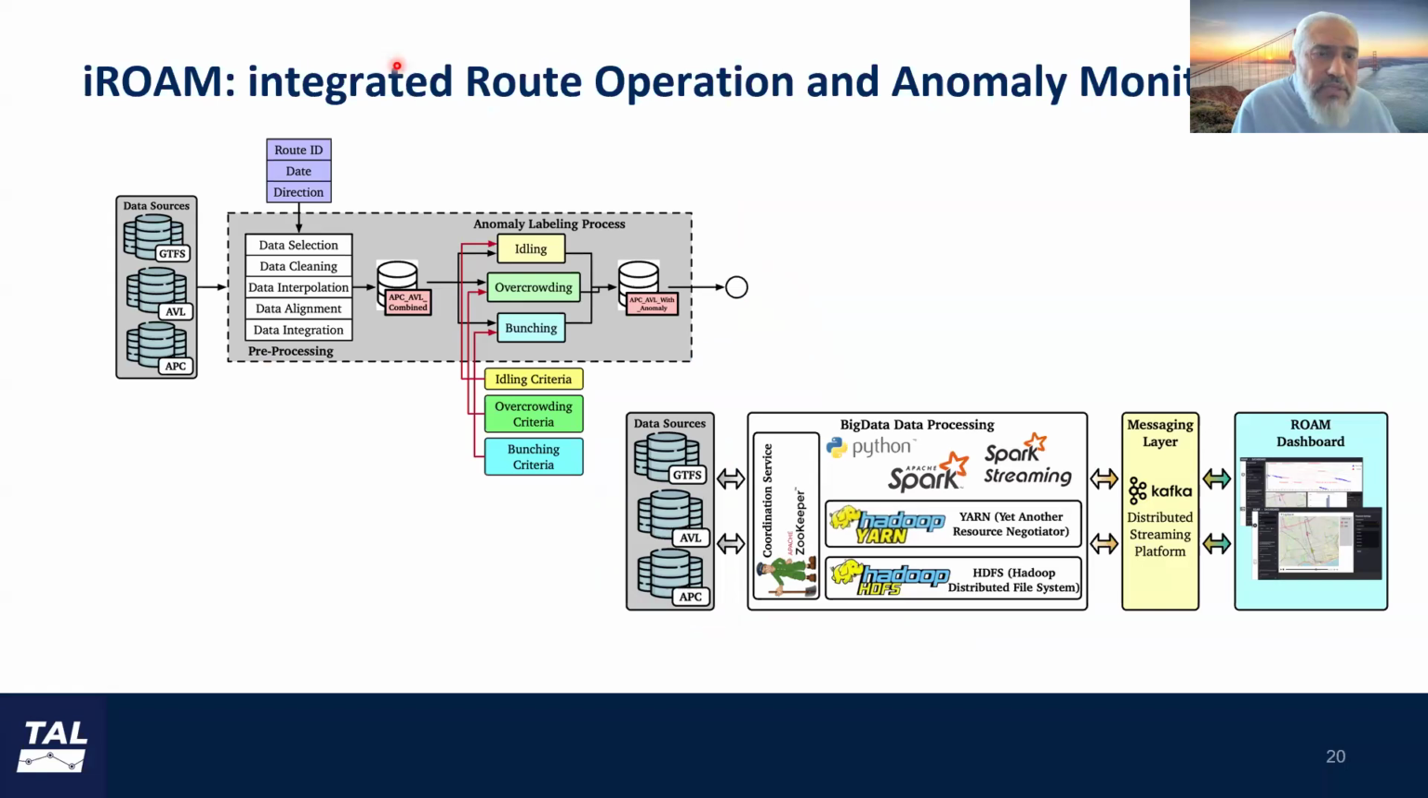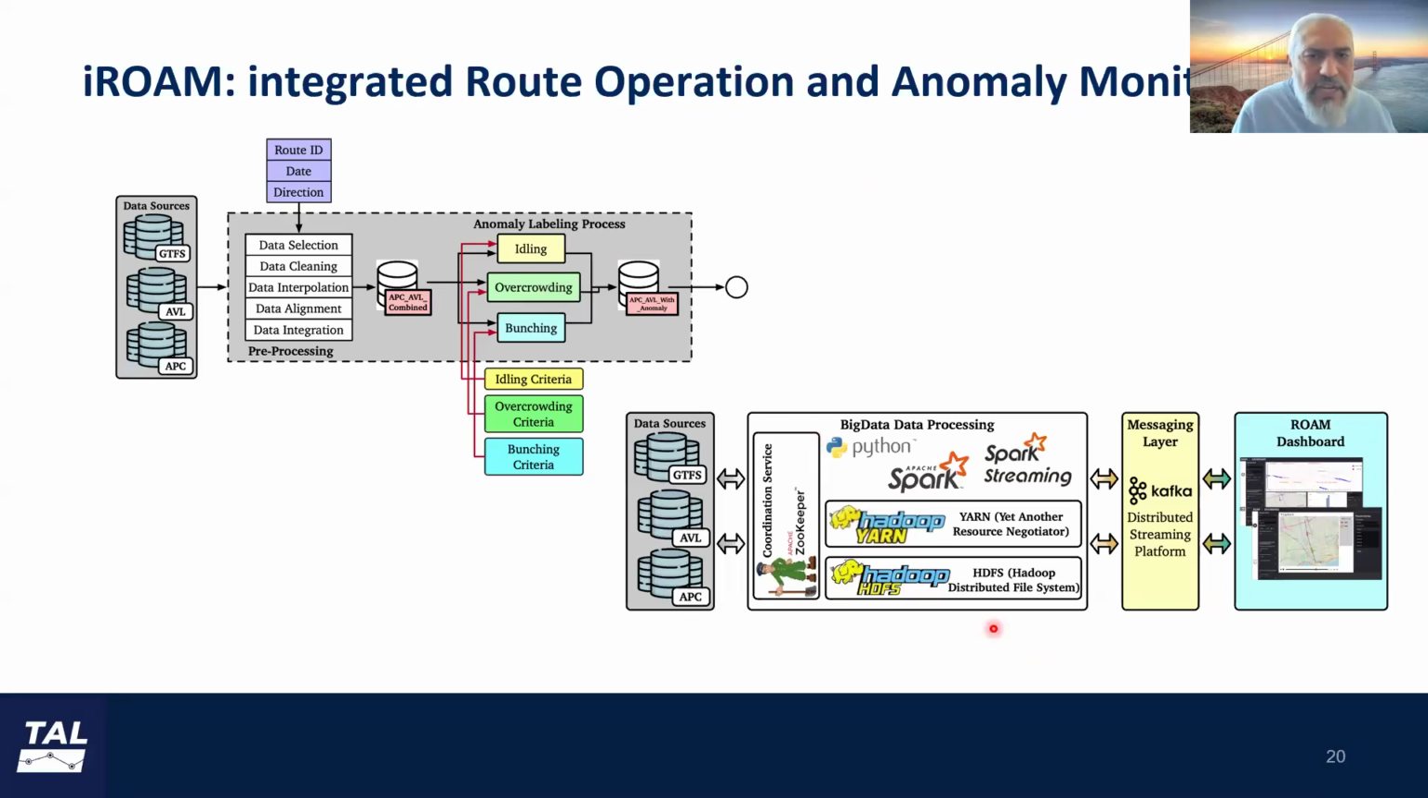So about a year ago, we started working on this problem. A PhD student, Jiaha Wang, developed what's called IROM. IROM stands for Integrated Route Operation and Anomaly Monitor. As step number one, we wanted a tool that can take all the AVL, APC, and GTFS data. GTFS, I'm sure you're familiar with it, is the route and schedule data. It takes all of that, which is a huge amount of data for a single route on a single day, and it can do all the pre-processing, and then identify and visualize the anomalies.